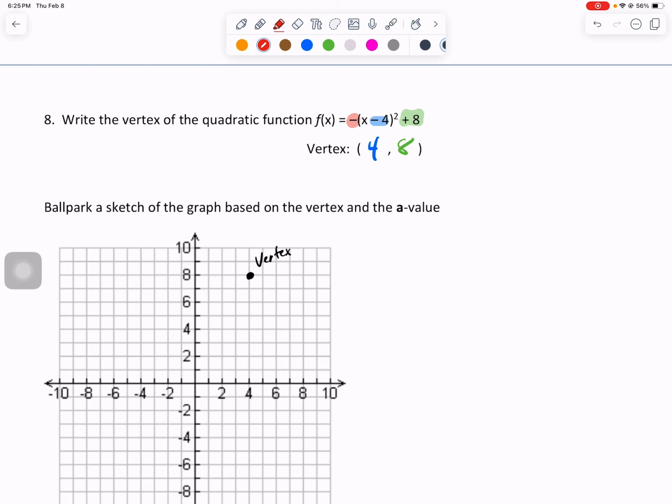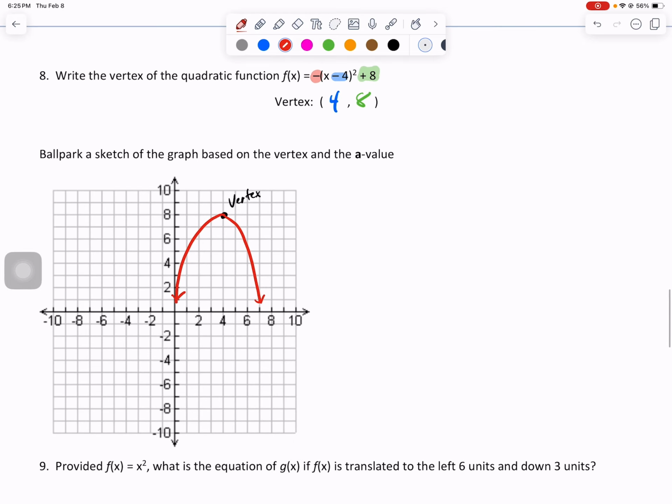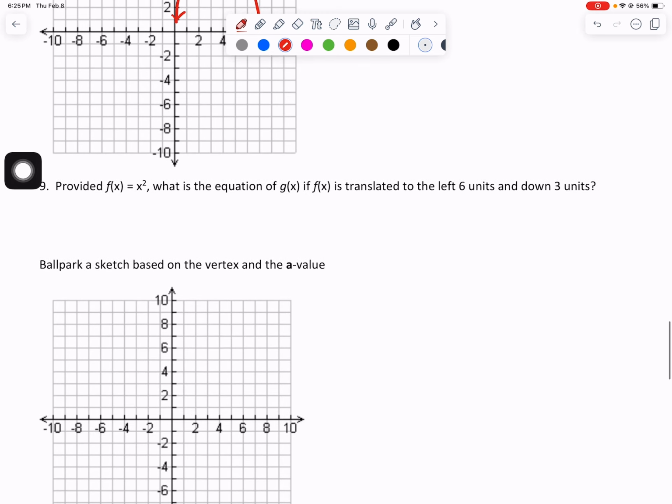And what is our parabola going to do? It is going to frown, and because it's our max value, our vertex, we can ballpark it as something like this. That's exactly what the parabola is going to look like because it'll be frowned. Our A value is negative, giving us a maximum point in our vertex. Moving forward to number 9, provided f(x) = x², what is the equation of g(x) if f(x) is translated to the left 6 units and down 3 units?